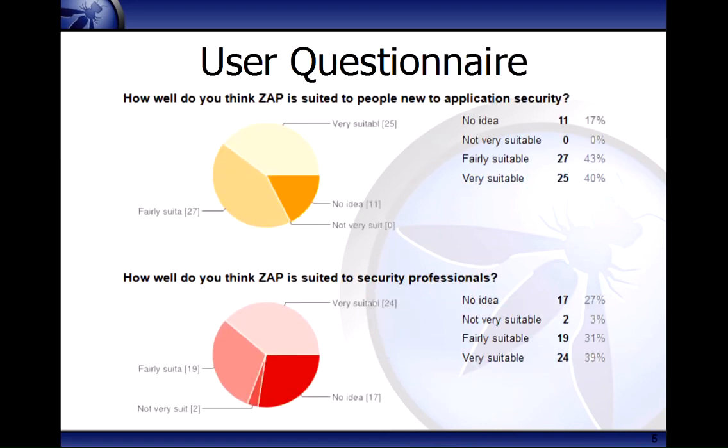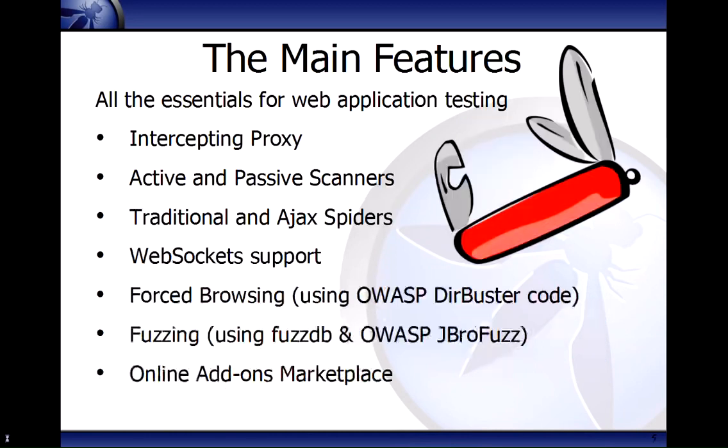On the ZAP homepage, both on Google Code and the OWASP site, we actually have a user questionnaire. So we're trying to find out how people use it. If you do use ZAP, please go on there and answer the questions if you haven't already. You can see things like, the vast majority of people think it's very suitable or fairly suitable for people new to application security, and the vast majority think it's very suitable for security professionals as well. There's loads more stats. We've got all the questions there, and all the answers as well. And the questionnaire has been translated into French and Spanish too.